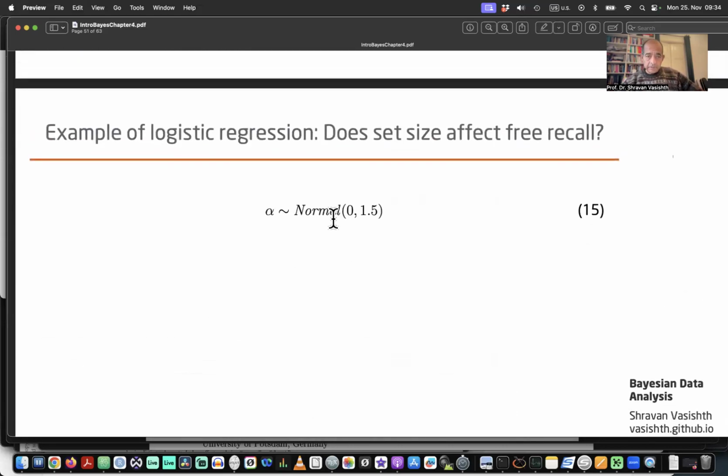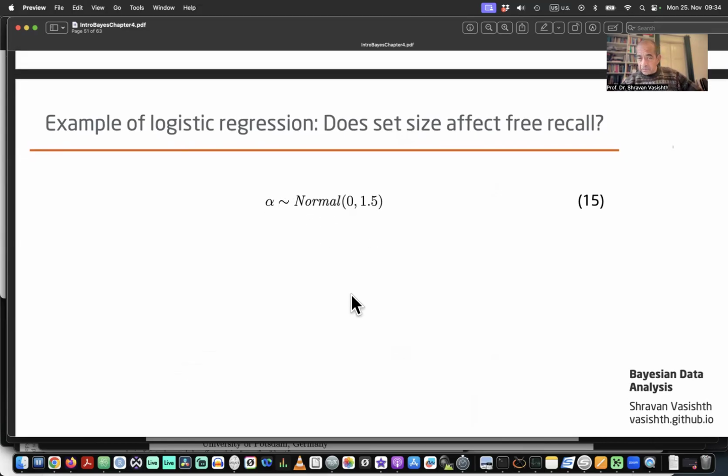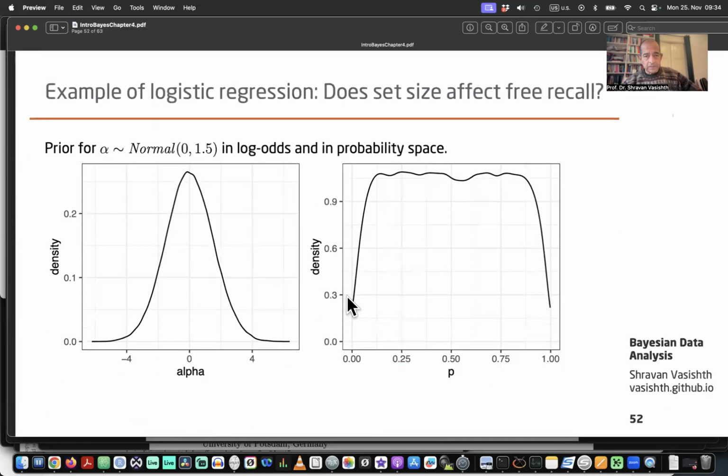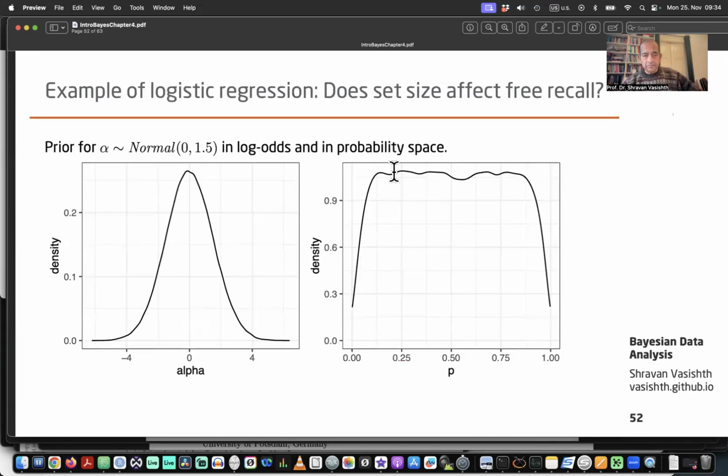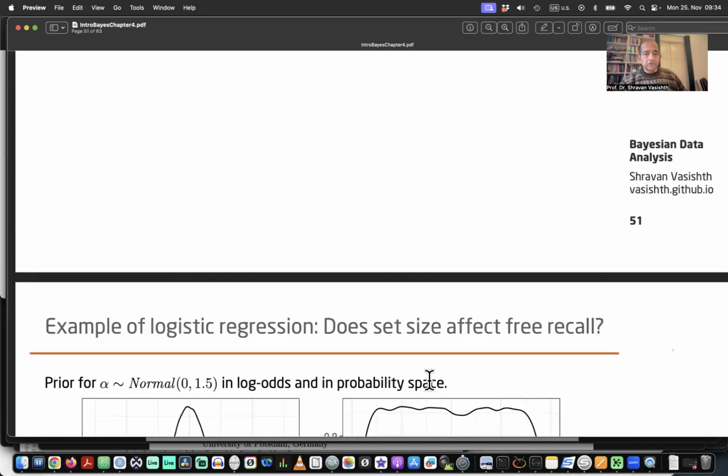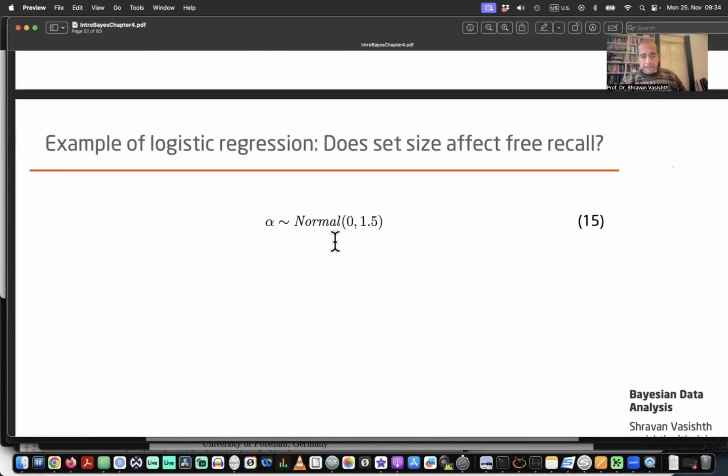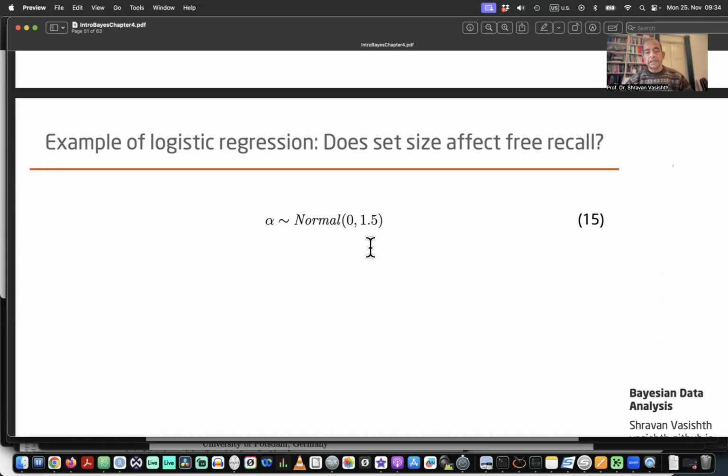So here's another one. Here's a normal prior with mean zero and standard deviation 1.5 instead of 4. And now if we do the back transform, what we see is that this prior, normal(0, 1.5), amounts to a roughly uniform prior over the probability in probability space. So this would be an uninformative prior that we could use. As an exercise, it's good to play around with this a little bit. Try out a couple of other values for the prior and see what you get.